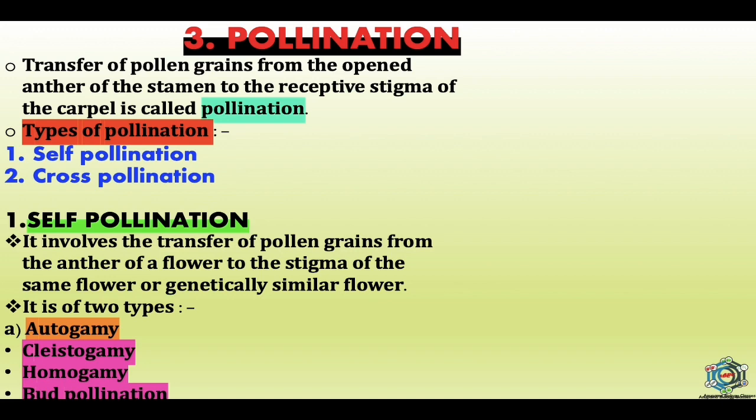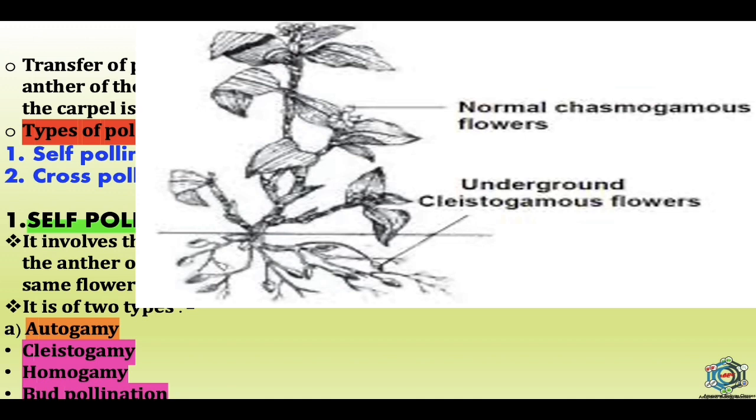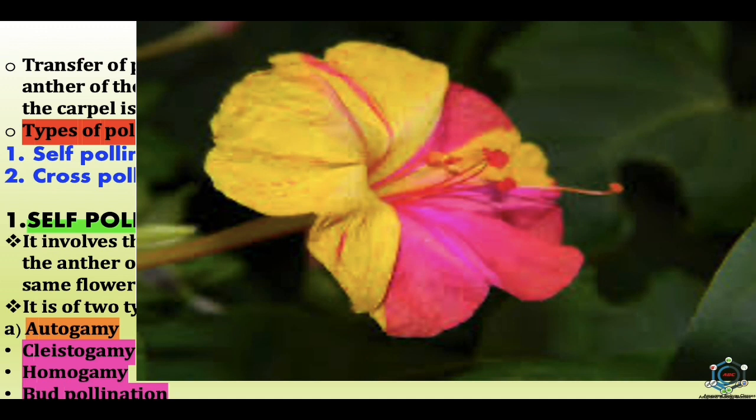Here some plants never open their flowers to ensure complete self-pollination, like in oxalis and viola. So the cleistogamous flowers are bisexual, small, inconspicuous, colorless, and do not secrete nectar. Second is homogamy. Here, the anthers and stigma of the bisexual flowers of the same plant mature at the same time, like in mirabilis, potato, sunflower, etc.